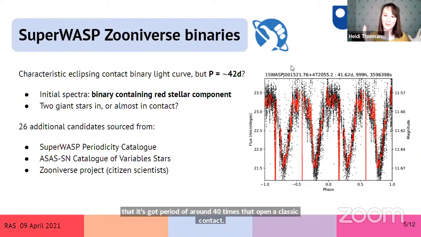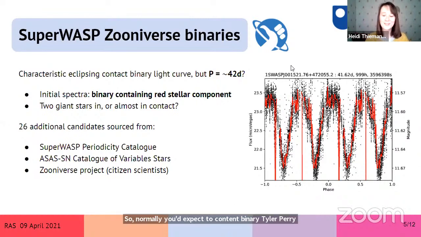So normally you would expect a contact binary to have a period between about 6 hours and 1 day. So to find a contact binary with around a 42-day period is very odd. This seemed to warrant some sort of follow-up, and we were able to obtain a single spectrum of this target using the William Herschel Telescope, which appeared to show that the object has Paschen lines and evidence for it being a double-lined object. Hence, we can tell that it's a binary star with at least one red stellar component.